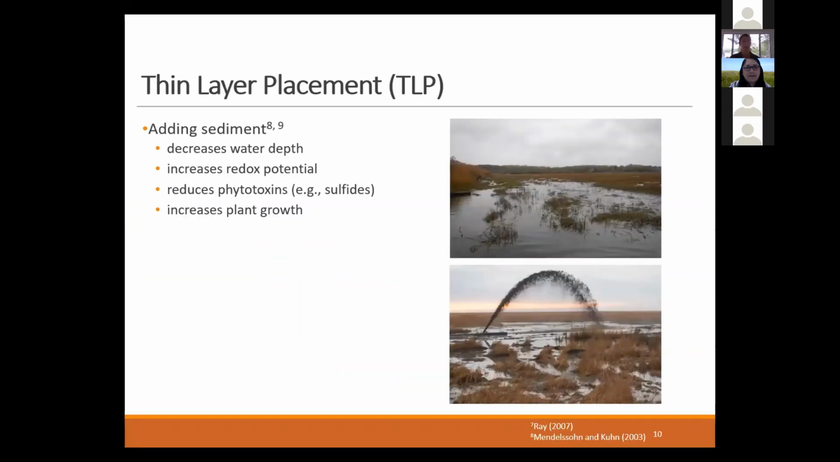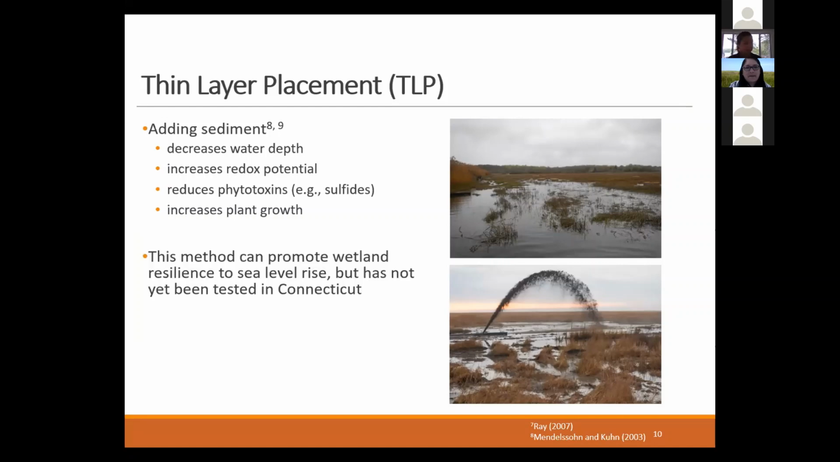So how can we help drowning coastal wetlands? One method that has been used more extensively in the Gulf Coast, but in more recent years with Atlantic and New England research coming up, is thin layer placement, which is a method that manually adds sediment to the marsh, immediately increasing elevation. It helps increase redox, which can help reduce the amount of phytotoxic sulfides that build up and promote plant growth. And this method, while, like I mentioned, it has been extensively used in the Gulf Coast, has not been tested in Connecticut.